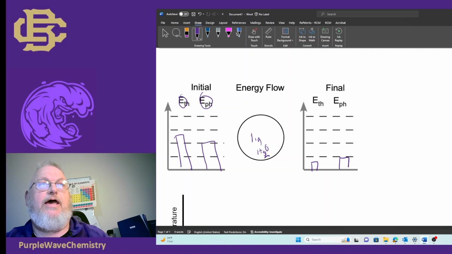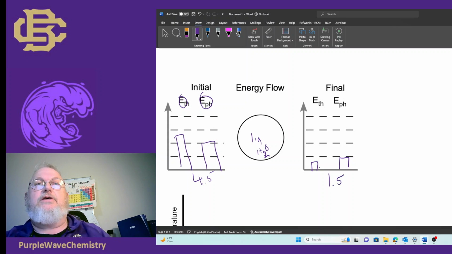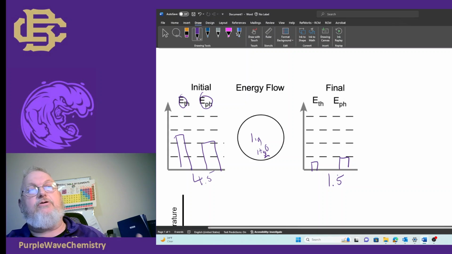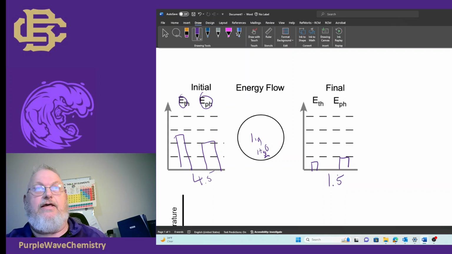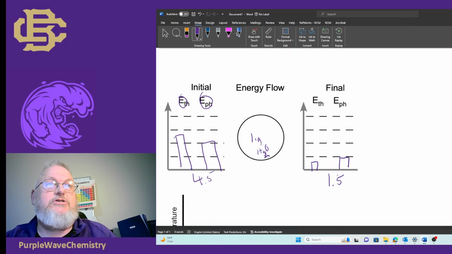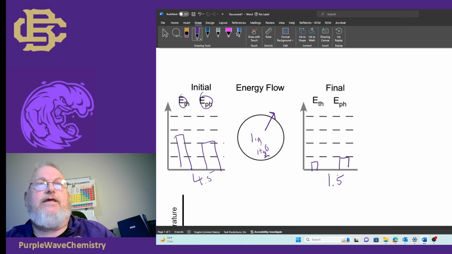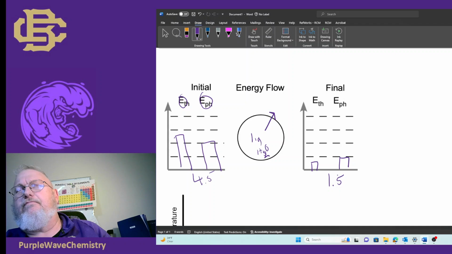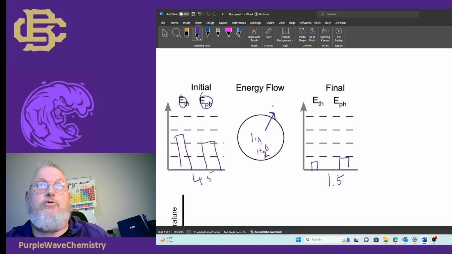So initially I had what? 4.5 bars. Okay. Initially, that was what started the system. I ended up with 1.5 bars. Something happened. That energy left the system. So I've got to show something with the arrow. The system had to give up 3 bars of energy. So 3 bars of energy went to the surroundings when it froze.